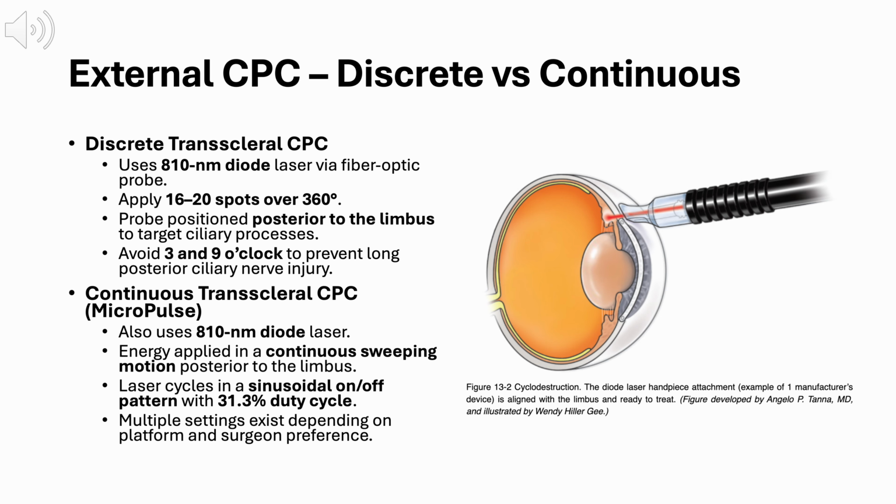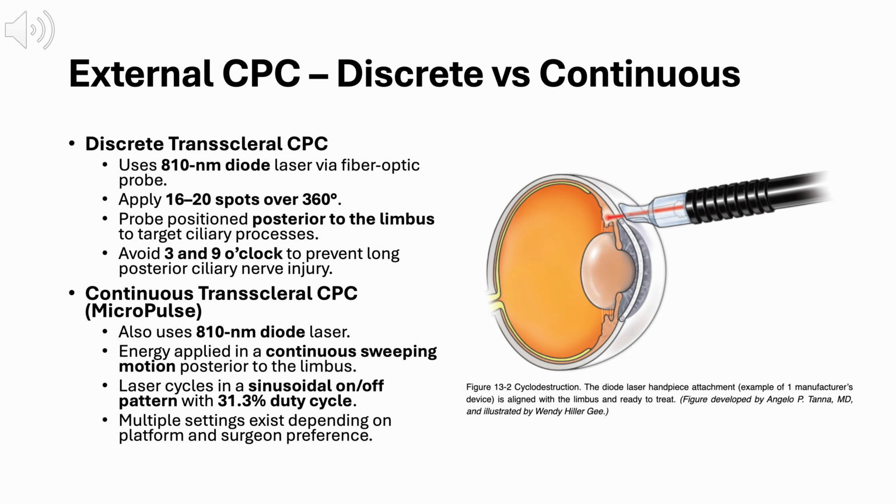When we talk about external CPC, the technique really depends on whether you're delivering discrete pulses or using a continuous sweeping pattern. Discrete transscleral CPC uses the 810 nanometer diode laser through a fiber optic probe. You typically place 16 to 20 spots around 360 degrees, positioning the probe just posterior to the limbus to line up with the ciliary processes. The main technical pitfall is drifting into 3 or 9 o'clock, where the long posterior ciliary nerves run.